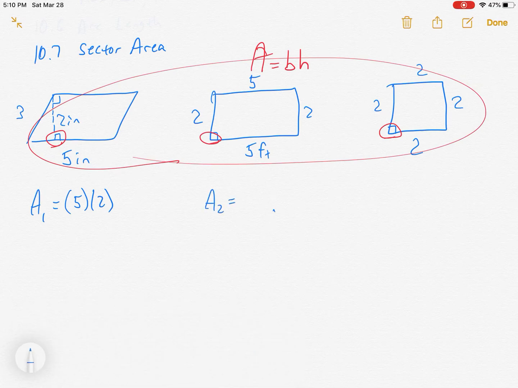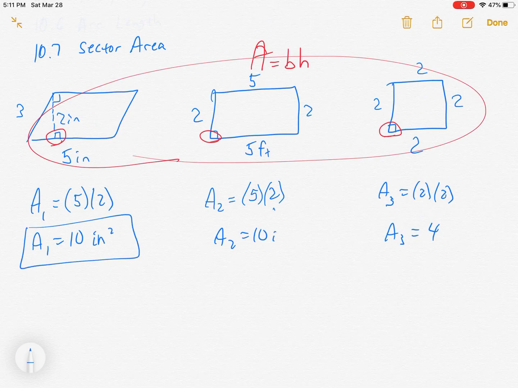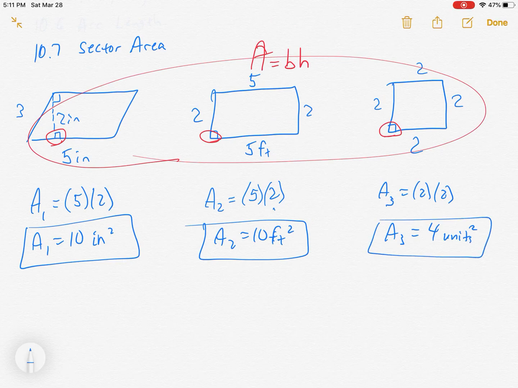This one would also be 5 times 2. Remember, to get credit, you have to show your setup, your answer, 10, 10, and this is before. And what's the other one? Units. That's right, units. So this would be square feet. And this, they didn't give units, so let's say units squared. So that is not so bad.